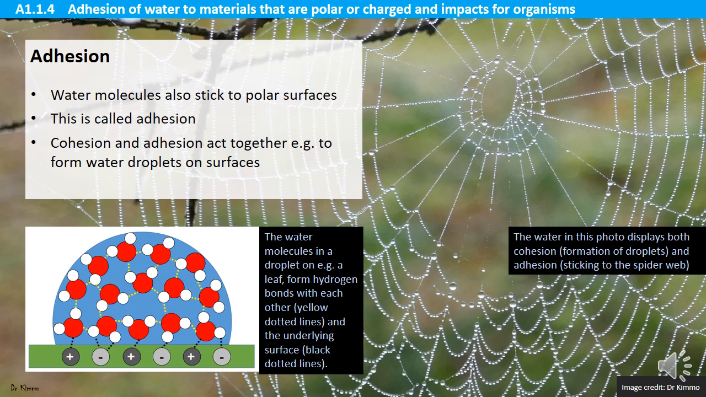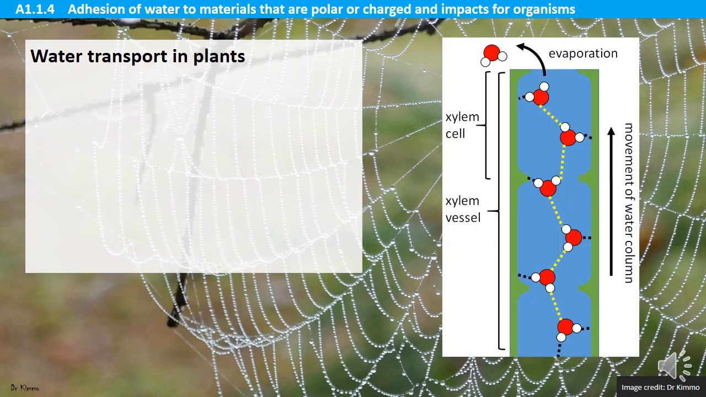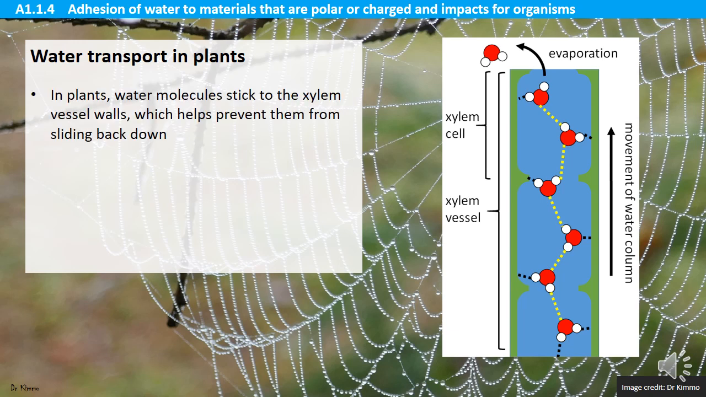Also on the right, the spider web, there you see how water forms droplets, cohesion, and sticks to the web, adhesion. Adhesion is also important for capillary action. Water transport in plants, that's where capillary action comes in.